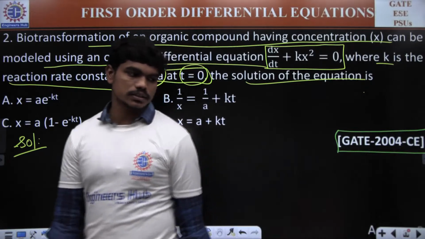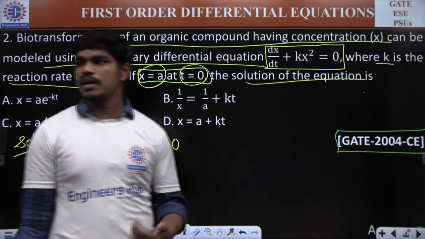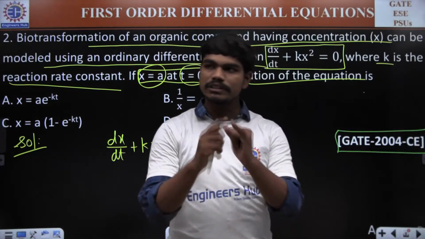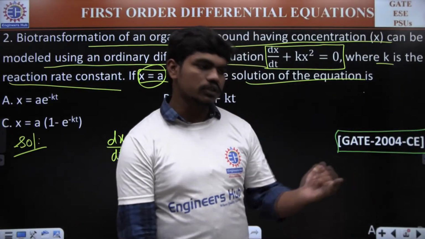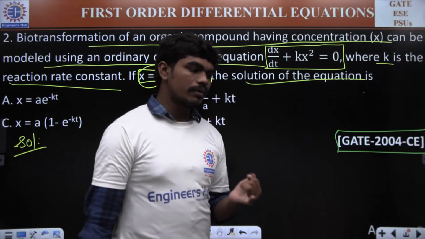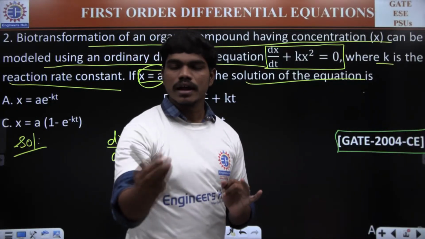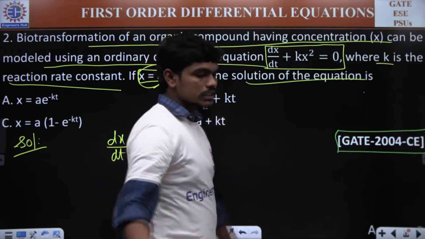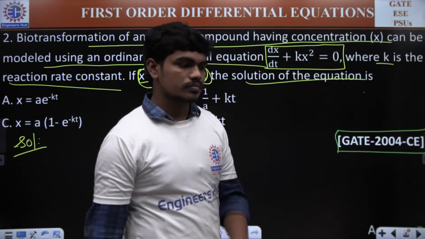So please try to answer this. It's a very simple question. It's just an application of the decay of an organic compound. So please try to solve this question. A differential equation is given to you, and of course it's a first order differential equation, and also some initial condition is given to you, that at time t is equal to 0, the concentration is x is equal to a. So please try to solve this equation using this boundary condition.